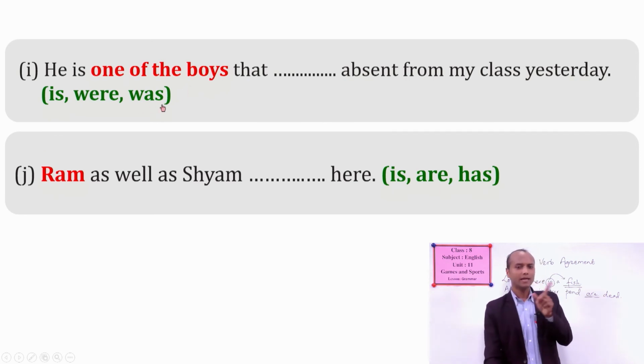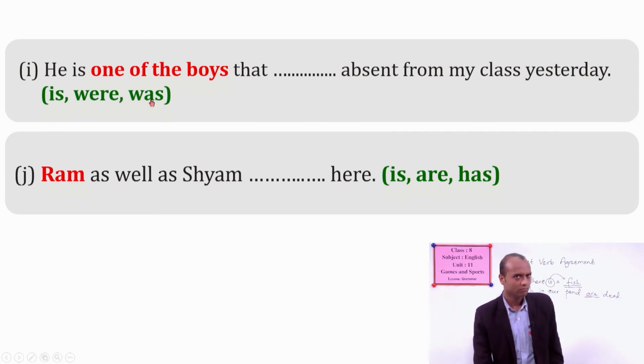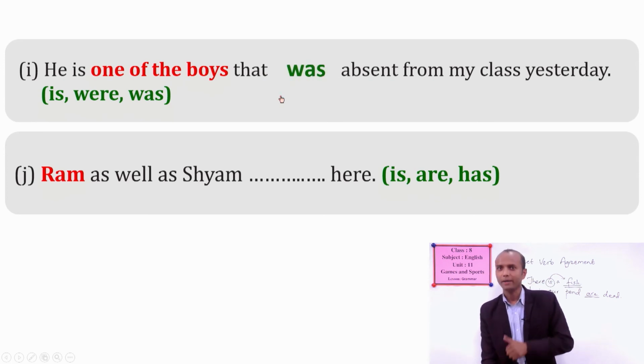Okay, which one is the right answer? Were or was? Very good. It is was. Why? One of the plus plural noun always takes a singular verb. Very good. You know it.